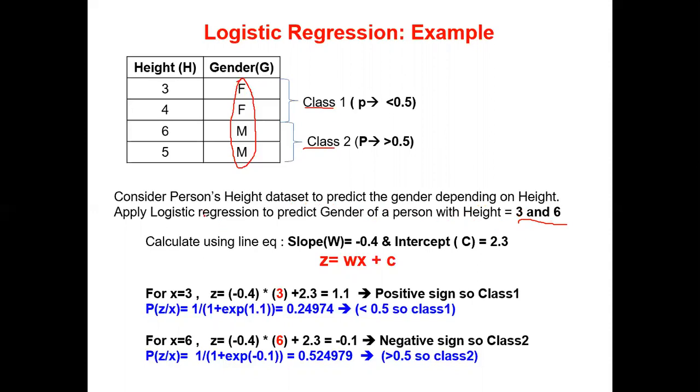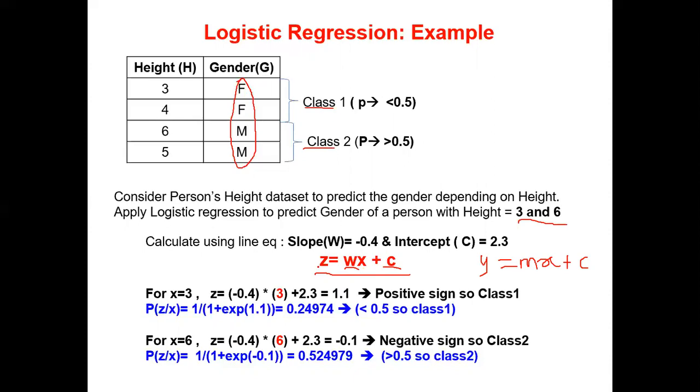Now, how can you calculate this? First you will use the equation of the line, for example, z equal to wx plus c. This equation is similar to y equal to mx plus c, which you are familiar with. Only the author has used a different notation. So z equal to wx plus c, where w represents the slope of the line and c represents the intercept. This w and c are also called the coefficients.